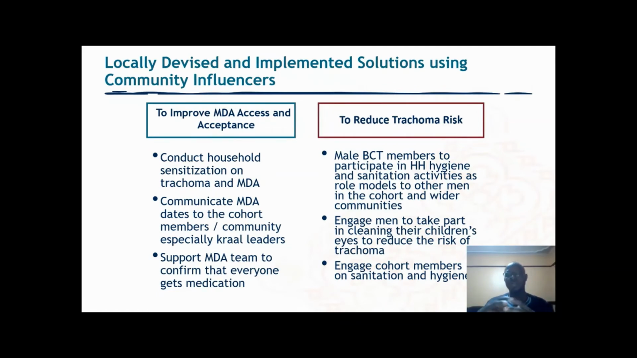And even in the new districts that we moved to this year, we saw the same trend. The influencers are implementing solutions to address barriers to access and acceptance of MDA, but also they are continuing to implement solutions that are trying to control the spread of trachoma in their communities, particularly the F and E components of the SELF strategy.